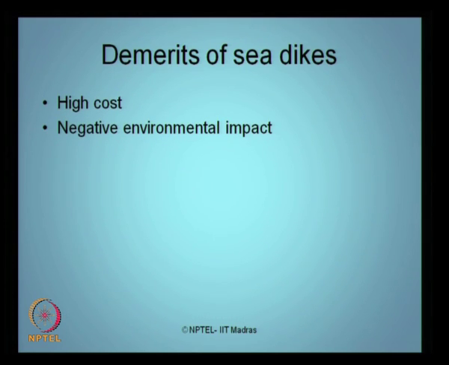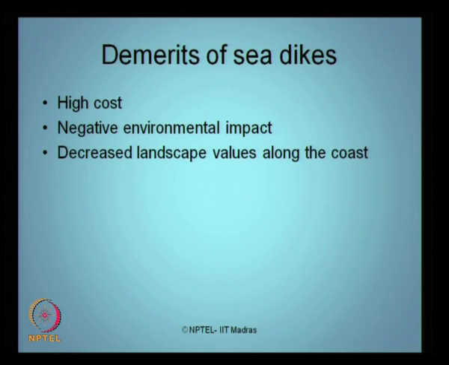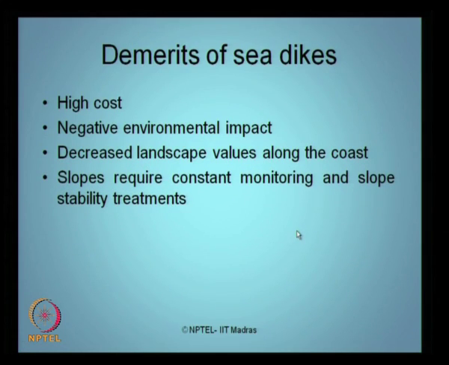Alternatively, after the sea dike construction, they also sometimes have negative environmental impacts. It decreases the landscape value along the coast, because wherever a sea dike is constructed along a long length of the coast, the landscape beauty of the coast is phenomenally affected. Basically, it decreases the value of the coastline in terms of its natural architectural beauty.